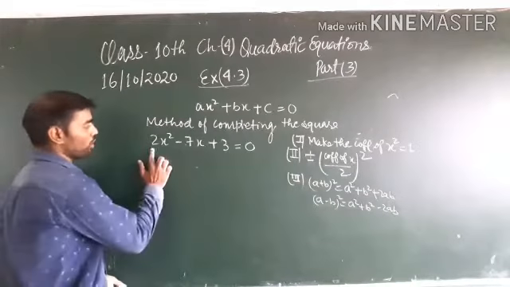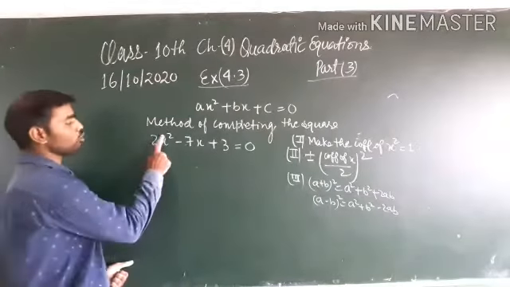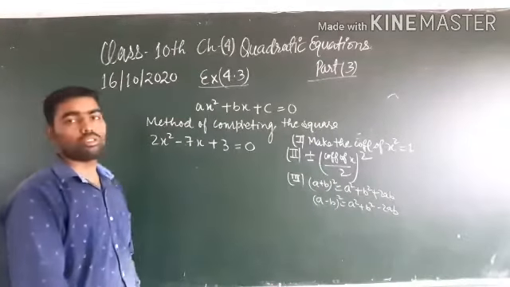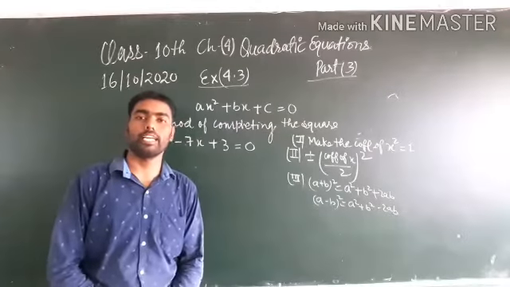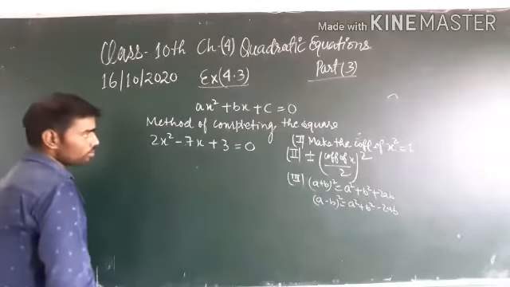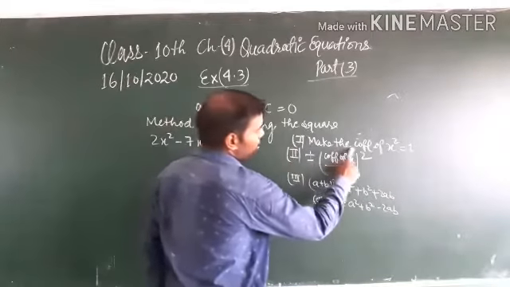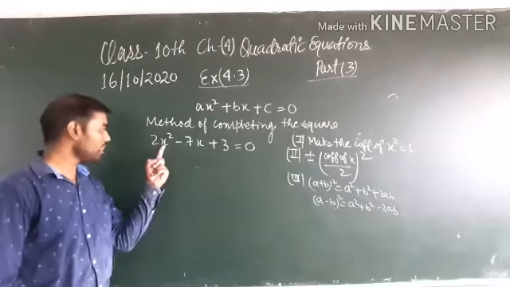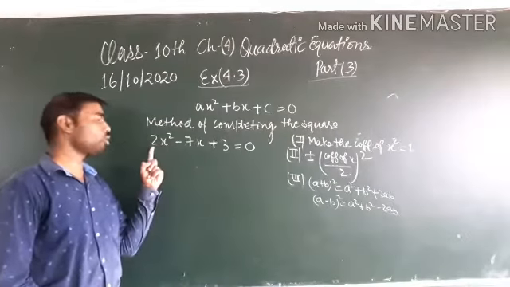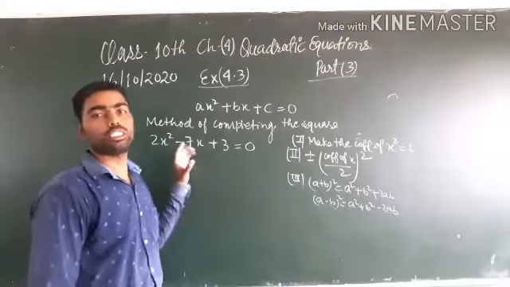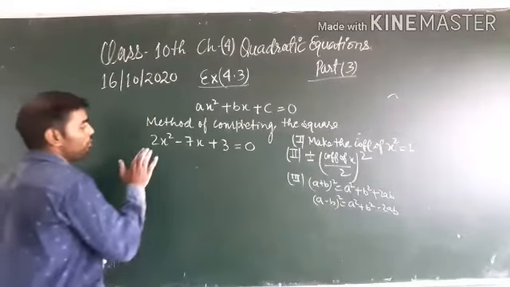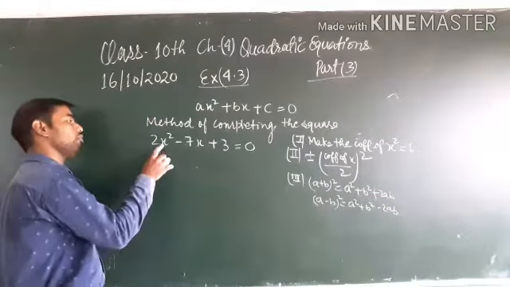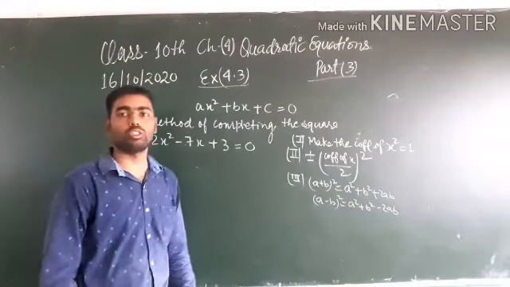First of all, this is the quadratic equation: 2x square minus 7x plus 3 equals 0. The highest power of the variable is 2, so this is a quadratic equation. Now, first step: make the coefficient of x square equal to 1. How can I do this? We divide this quadratic equation by 2, so that the coefficient of x square becomes 1.